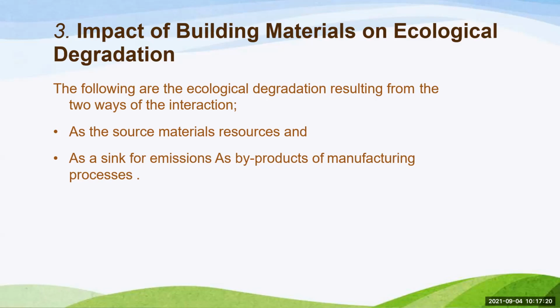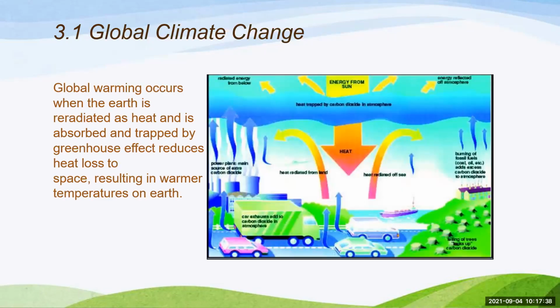Okay. Now this is the ecological degradation resulting from the two ways of interaction. The first is as a source of materials and resources, and as a sink for emissions as byproducts of the manufacturing process. This is the ecological degradation from building material impact. In global climate change, how the climate changes from global warming is very important. Global warming increases due to pollution. Okay, this is the global effect: when the earth's radiated heat is absorbed and trapped by the greenhouse effect, reducing heat loss to space, it results in warmer temperatures on earth. This is global climate change.